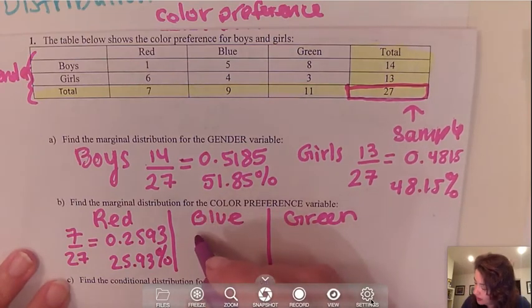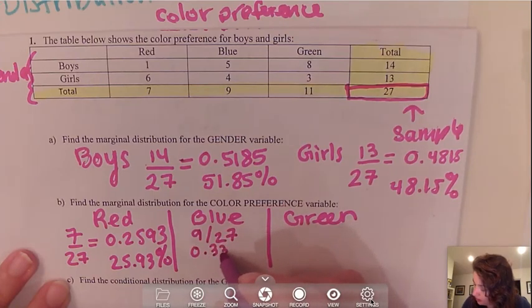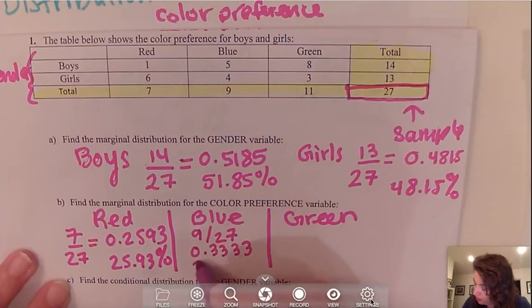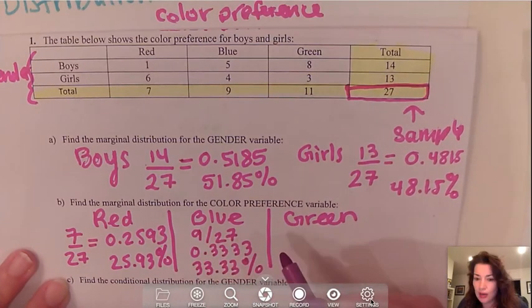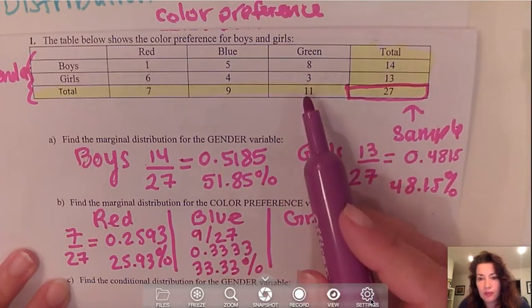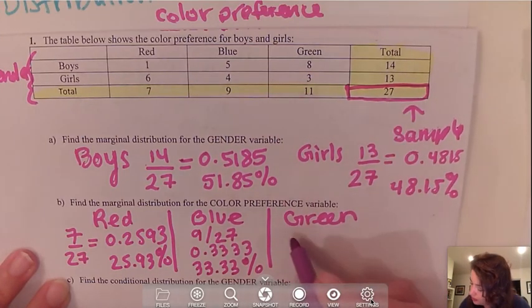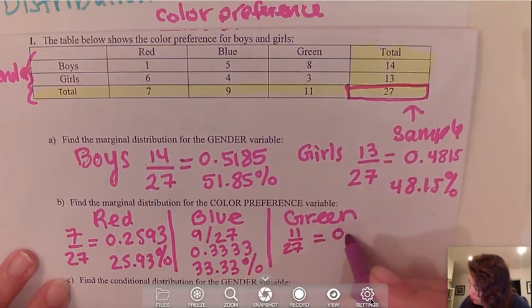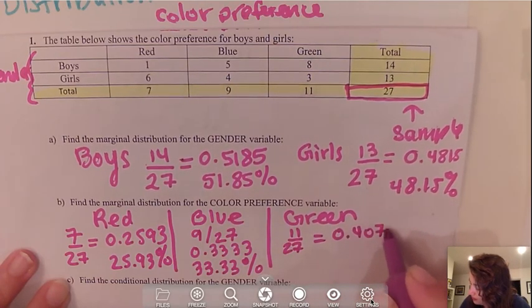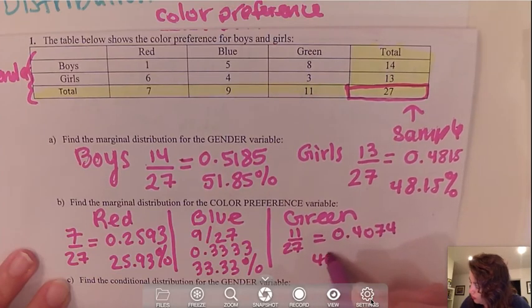I'm going to go ahead and do that for blue. That would give us 9 out of 27, which is about 0.3333 or 33.33%. And now I will do the same for green. That would be 11 out of the total, so 11 out of 27. And that gives us about 0.4074, which is 40.74%.